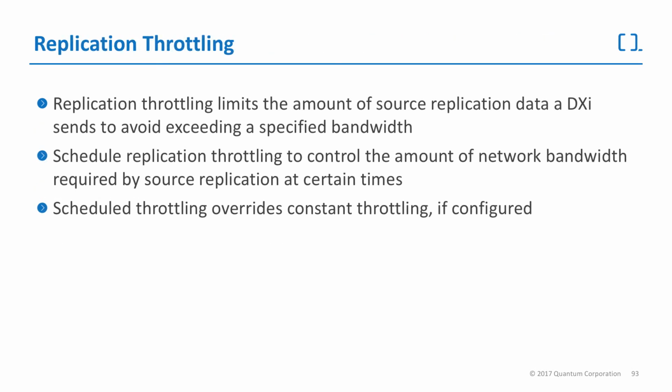Another setting worth knowing about is replication throttling. Replication throttling limits the amount of source replication data a DXi sends to avoid exceeding a specified bandwidth limit. The purpose of this is to reserve sufficient resources for ingestion and other tasks more critical than replication. You can schedule replication throttling to control the amount of network bandwidth required by source replication to run at a particular time. Keep in mind that scheduled throttling overrides constant throttling if it is configured.